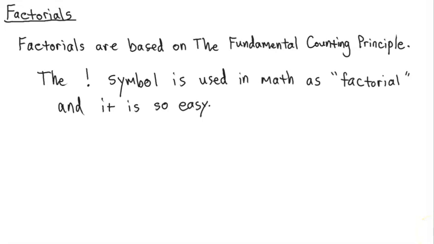All right, in this very short video, all I'm going to do is introduce to you the idea of what's called a factorial in math. Factorials are based on the fundamental counting principle, and we use this exclamation point. But when we use the exclamation point in math, we don't say exclamation, it's not an interjection or anything. We're not saying like 5! Basically, this symbol is just used in math as what's called a factorial.